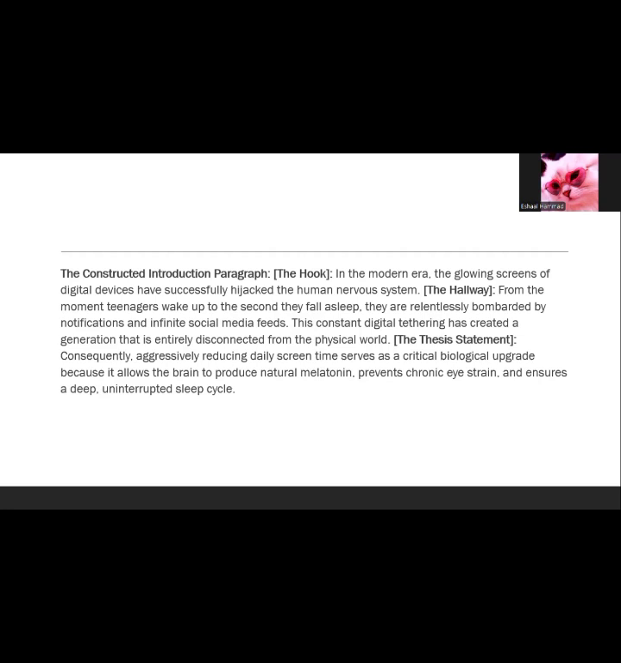Now we are giving our main thesis statement. "Consequently, aggressively reducing daily screen time serves as a critical biological upgrade because it allows the brain to produce natural melatonin, prevents chronic eye strain, and ensures a deep, uninterrupted sleep cycle." In this way, we completed our hook, the hallway or the background, and finally the thesis statement. So it is the complete introduction paragraph that we should be using.